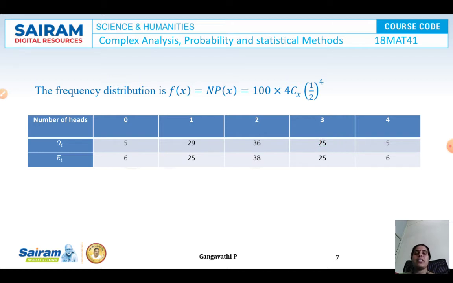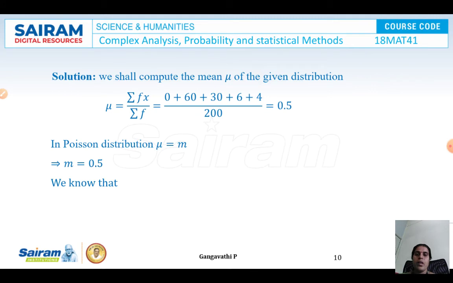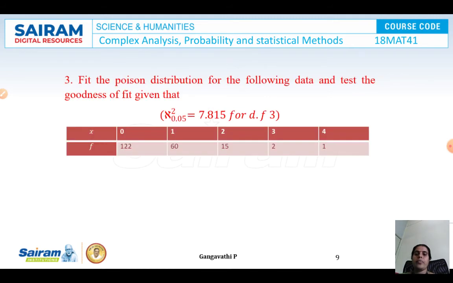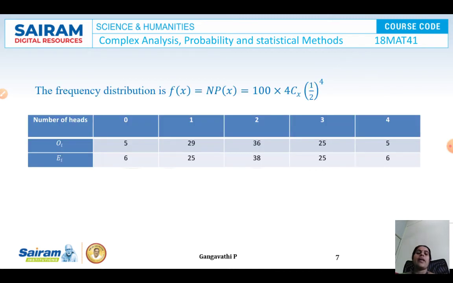And for the expected frequency, put x is equal to 0 here. So 100 into 4c0 half to the power of 4, which gives the value as 6. Similarly, when x is equal to 1, put 100 into 4c1 half to the power of 4. On simplifying, we get 25. And for x is equal to 2, this expansion gives us 38. X is equal to 3 in this expansion gives this. And when x is equal to 4, on expanding and simplifying we get 6. So these frequencies are the expected frequencies.